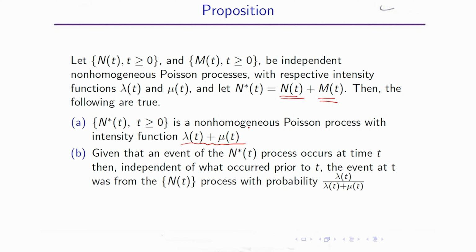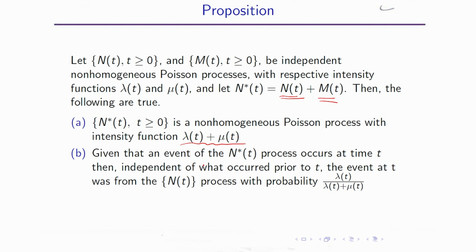Previously, we talked about how if two Poisson processes are put together, we have a grand Poisson process with lambda plus mu, right? But now, if we have two non-homogeneous Poisson processes put together, we still have a grand non-homogeneous Poisson process with parameter lambda(t) plus mu(t). So a non-homogeneous Poisson process plus a non-homogeneous Poisson process would be a non-homogeneous Poisson process, just like a homogeneous Poisson process plus a homogeneous Poisson process would be a homogeneous Poisson process.